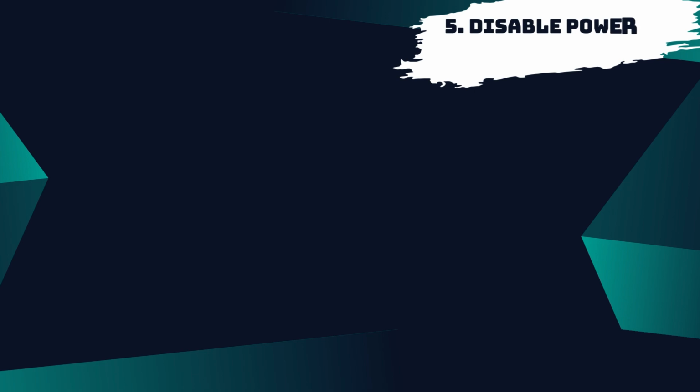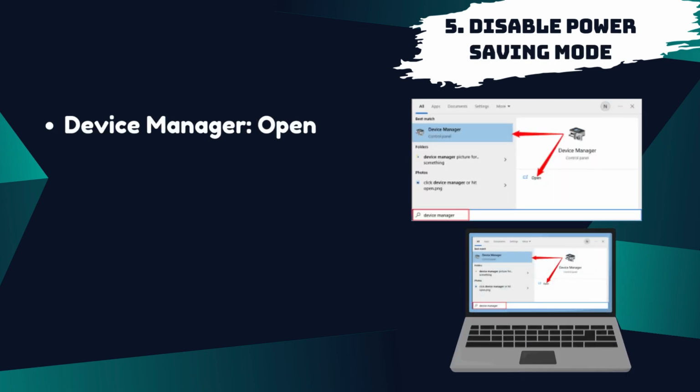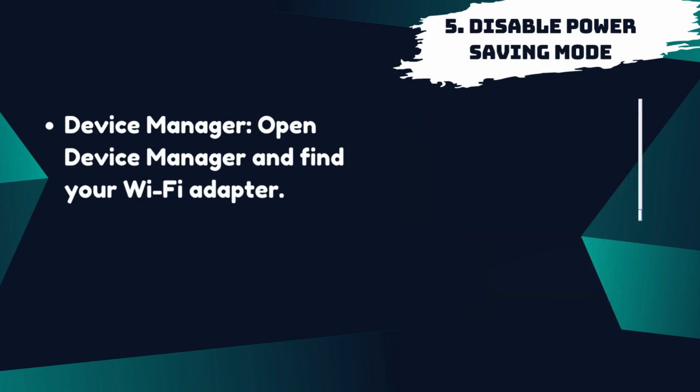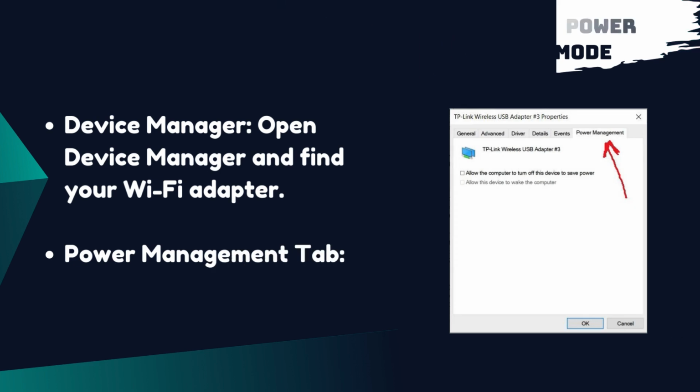5. Disable Power Saving Mode. Device Manager. Open Device Manager and find your Wi-Fi adapter. Power Management tab.